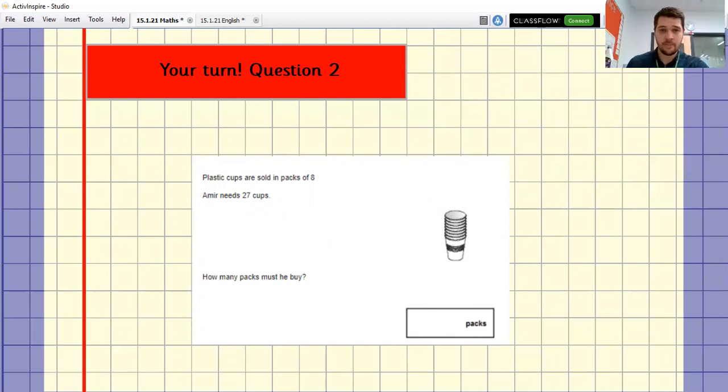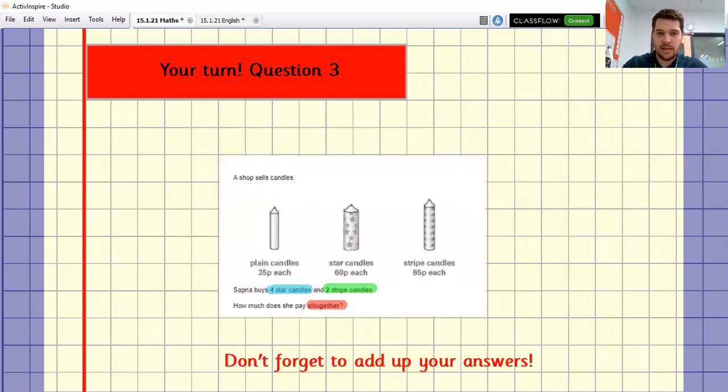Question 3. A shop sells candles. You have plain candles for 35p each, star candles for 60p each, and stripe candles for 85p each. Sapna buys 4 star candles. They're 60p each. That's the first part of your question. And 2 stripe candles. They're 85p each. Second part of your question. How much does she pay altogether? Third part of your question. Don't forget to add up your answers.